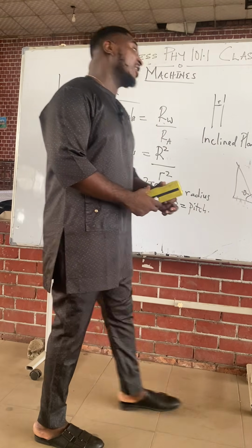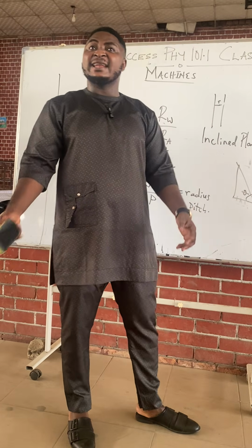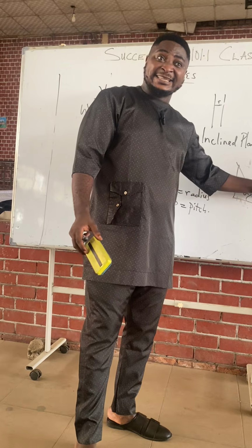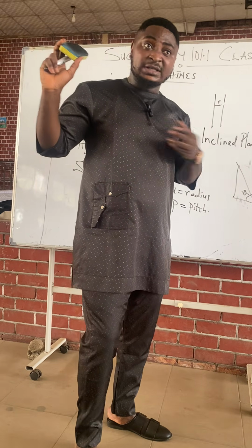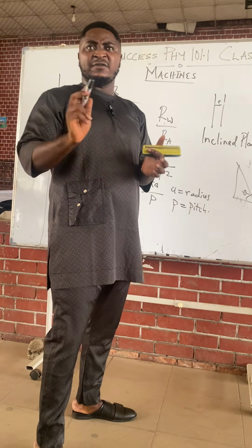Class, but they can ask you to find the velocity ratio, so this one is the easiest question they will ask you. If they say find the velocity ratio of an inclined plane at an angle of 30 degrees, just say 1 divided by sine 30. 1 divided by what? But class, if they don't give you theta, they don't give you what?